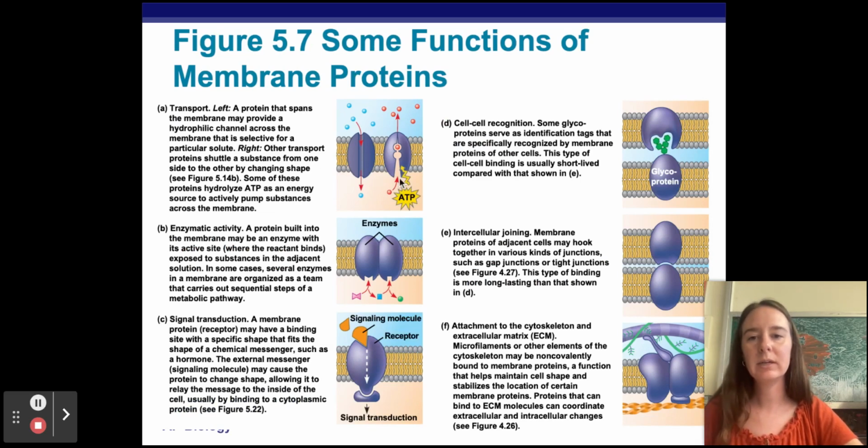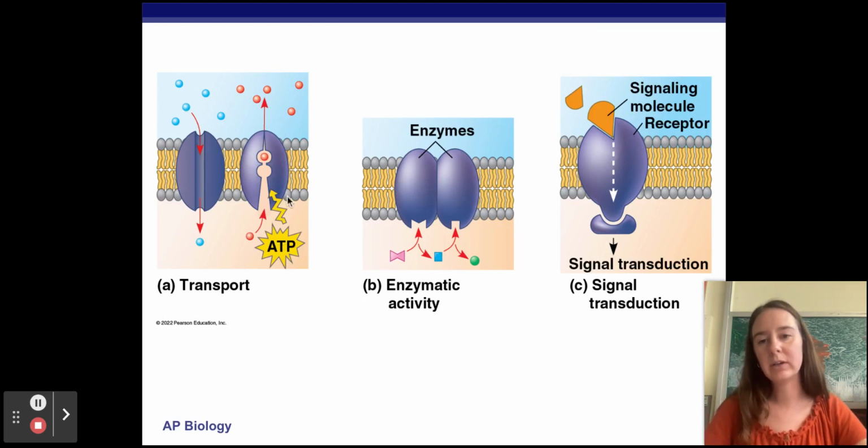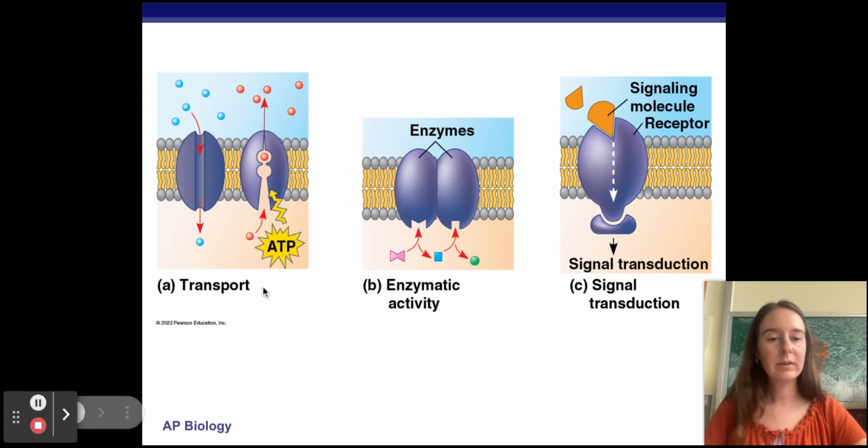So transport proteins allow things to come in and out of the cell. Now, sometimes things can come in and out very quickly, but sometimes things need energy. They need to be supported with energy, or ATP, which is a form of energy in the cell, in order to allow things to come in and out. So transport of molecules or ions in and out of the cell. And we'll talk more about that later in this video.